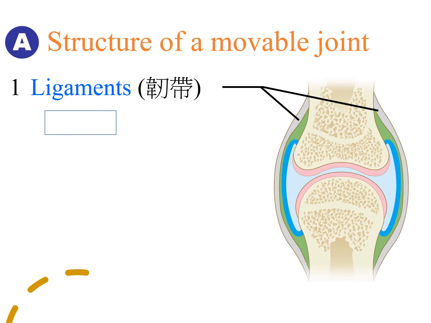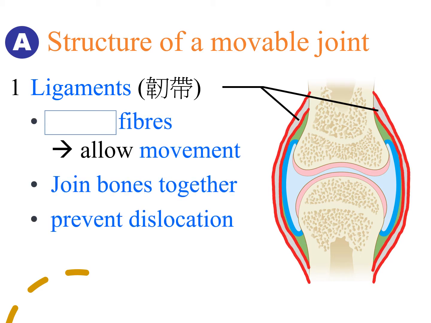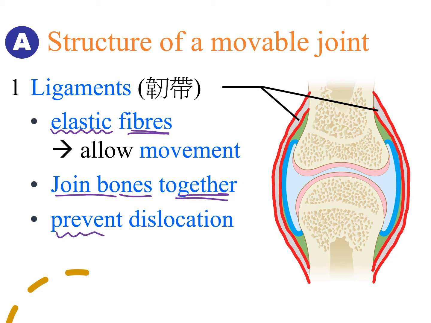Elbow joint, 手踭關節, is actually an example of a movable joint. What is found in a movable joint? Let's take a look at the structure. In the movable joint, we can find ligaments, 韌帶. What are ligaments? Ligaments are elastic fibers, which allow movement. Since the ligaments join the bones together, they prevent dislocation, 甩臼.